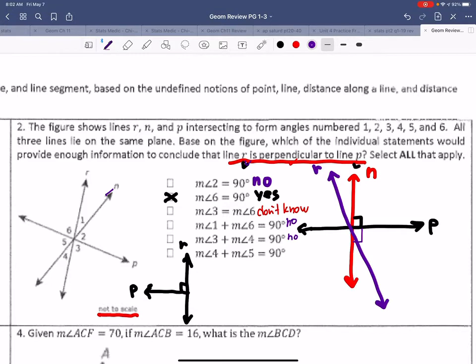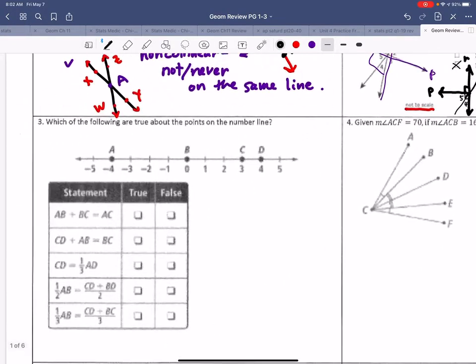4 and 5. 3. If 4 and 5 were perpendicular, that would make R perpendicular to P, so we're going to put a yes on that one. Yes, that would actually totally force. Here would be angle 4, here's angle 5, and that would force that to be 90. Well done, guys.